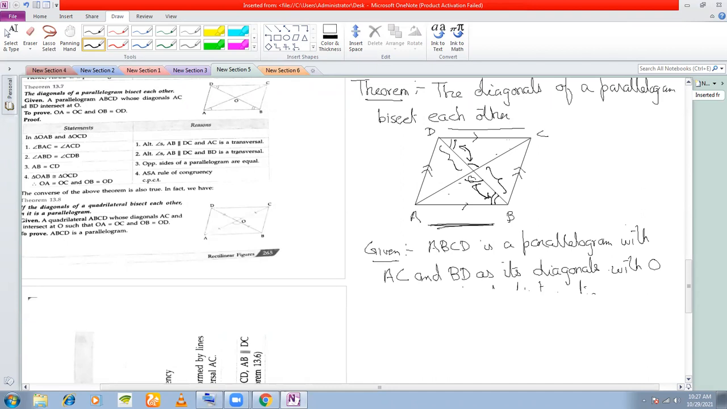Sir, but in the textbook, it is done in the way of angle side angle. No, that must be angle angle side. That is not angle side angle. Okay. In the textbook, what they have done here is they have not considered the vertically opposite angles. They have considered both alternate angles. In that way you can do it by angle side angle.